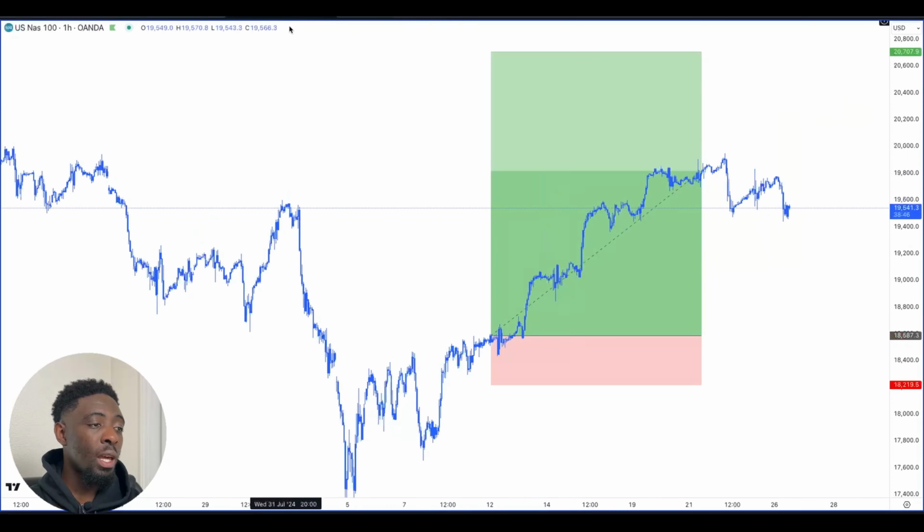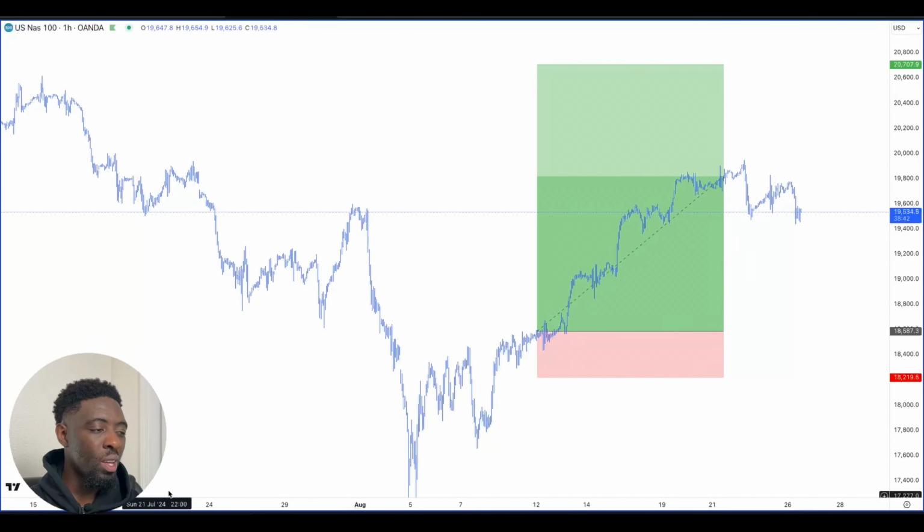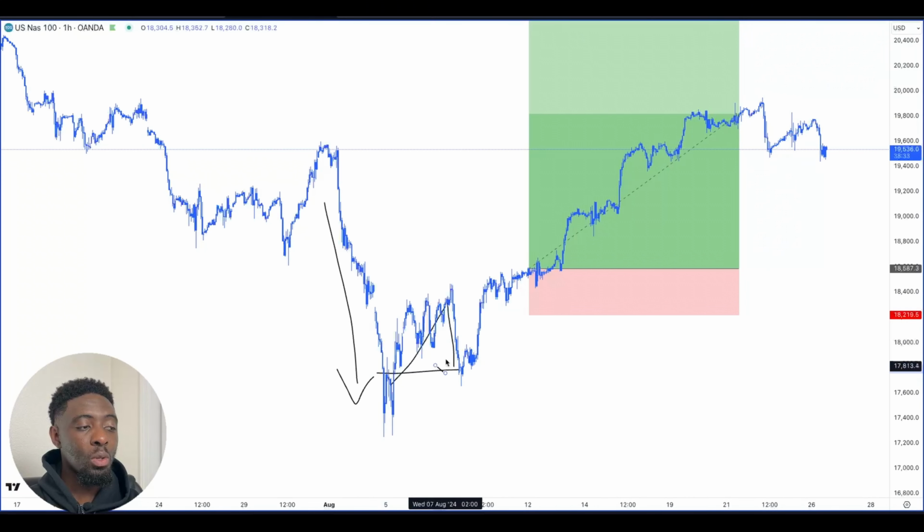Now let's look at NAS. A similar thing happened on NAS as well, and it makes it really easy. So here you had a massive sell as well. You had a pullback. You had an inability to make new lows. You had buyers stepping in. You had a consolidation, and you had my entry. The rest is history. Now this entry is on the 12th of August as well.